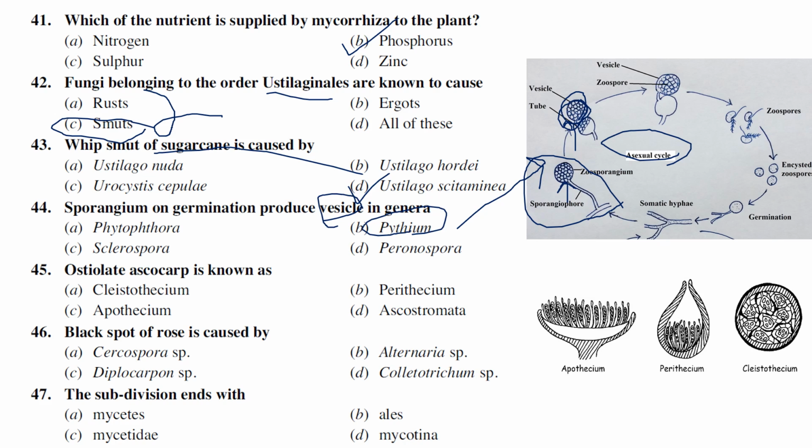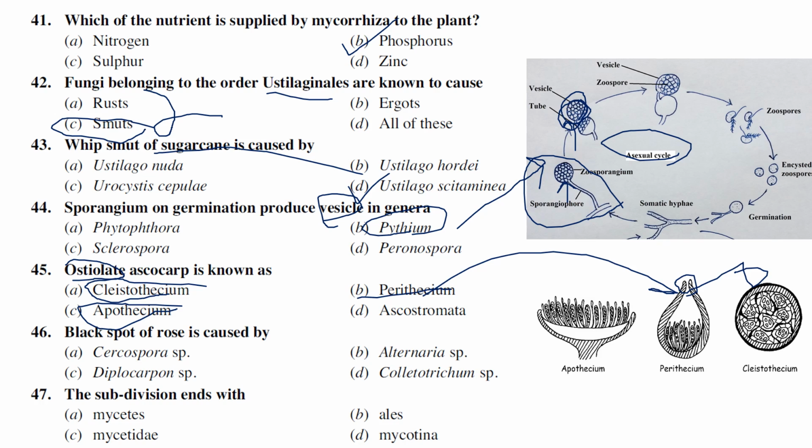The next one: ostiolate ascocarp is known as, which means in which ascocarp the ostiole is present, they are asking. Cleistothecium is a completely closed ascocarp. Apothecium is a completely open ascocarp. When it comes to perithecium, we can see there is a small opening or slit known as the ostiole. So the ostiolate ascocarp is known as perithecium.